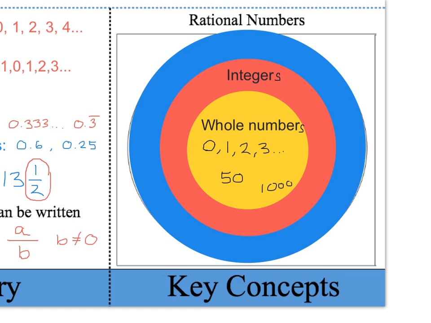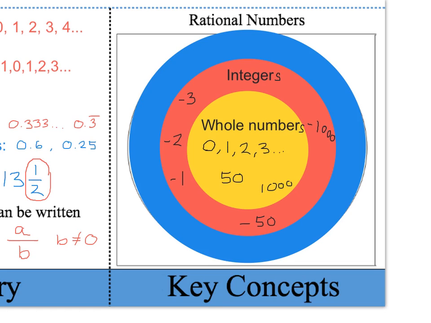In the red circle, we have the integers. An integer is considered any whole number that is inside of the yellow circle, and it could also be any negative number. So we can have -3, we can have -2, we can have -1, we can also have -50, and we can also have -1,000.